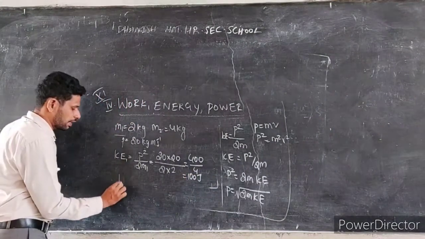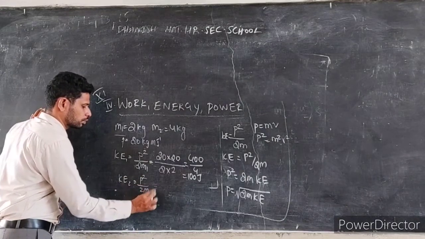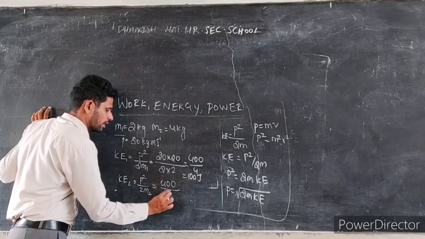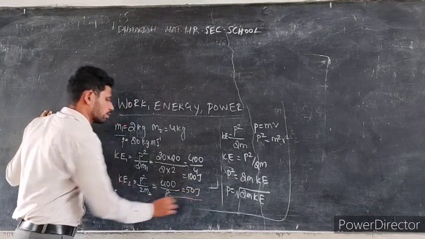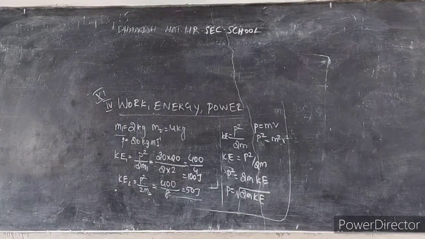That is the first one. Kinetic energy of the second one: p squared by 2 m2. 20 into 20 divided by 8, which is 50. So 50 joules. So what happened? The first mass has the larger kinetic energy, because the mass will be reduced, no? So it is inversely proportional to the mass. So note that the kinetic energy of the first one is not equal to the second one.